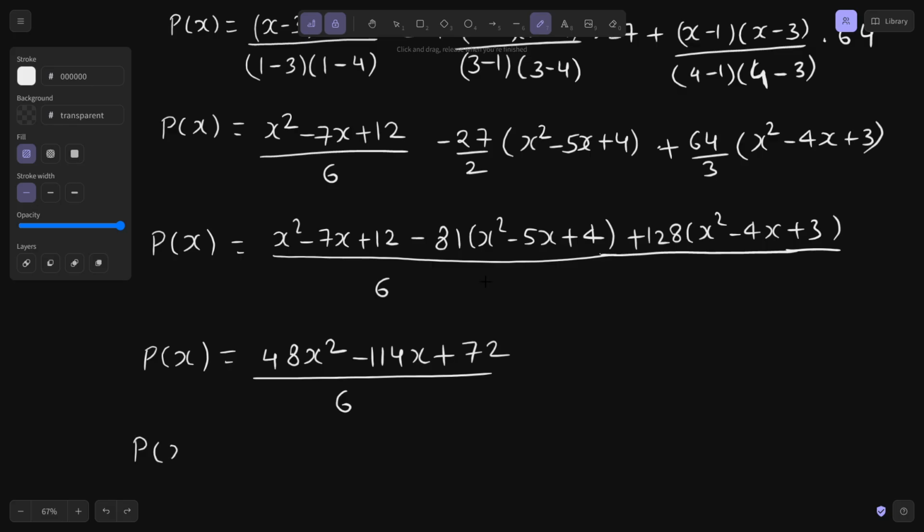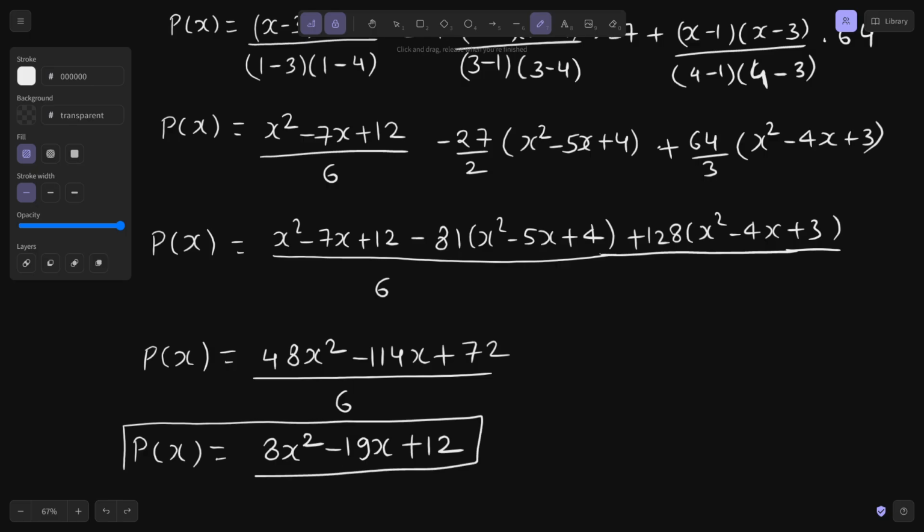So the polynomial in x will be, this will be 8x square, and this is 114 divided by 6 will give you 19, and this is 12, so plus 12. So this is the polynomial in x which we were looking for.